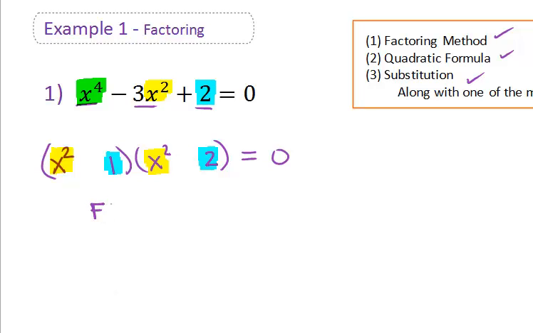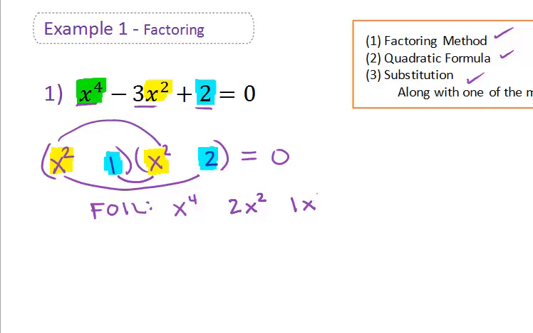And let's FOIL this out to check and make sure that we're on the right track. So first, we have x squared times x squared to give us x to the fourth. Outside, we have a 2x squared. Inside, we have a 1x squared. And last, 2 times 1 gives me 2. All I need to do is figure out my correct signs to make this FOIL work out correctly. I am looking for a negative 3x squared in the middle, which means my negative 2x squared minus 1x squared are both negative, as well as if I multiply those negatives times negatives, that would give me a positive here. So this does factor the way that we would expect it to.